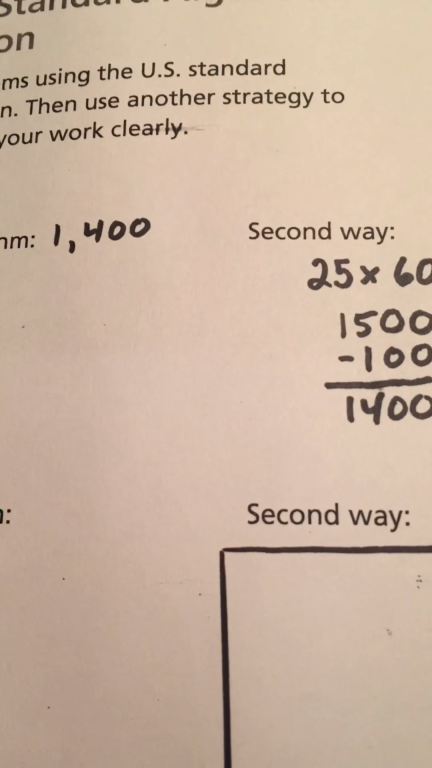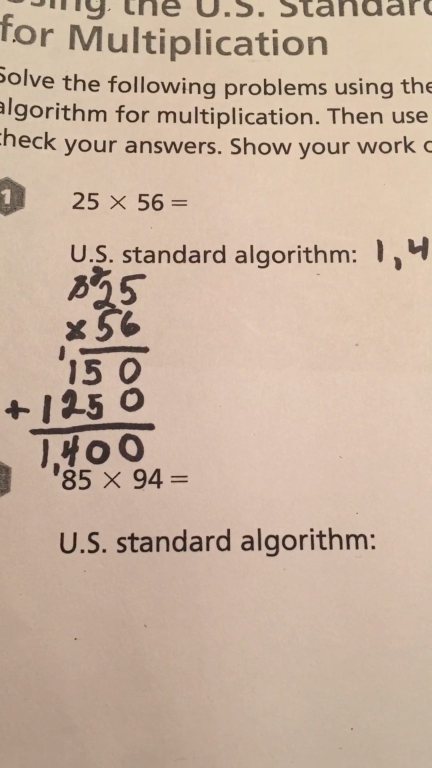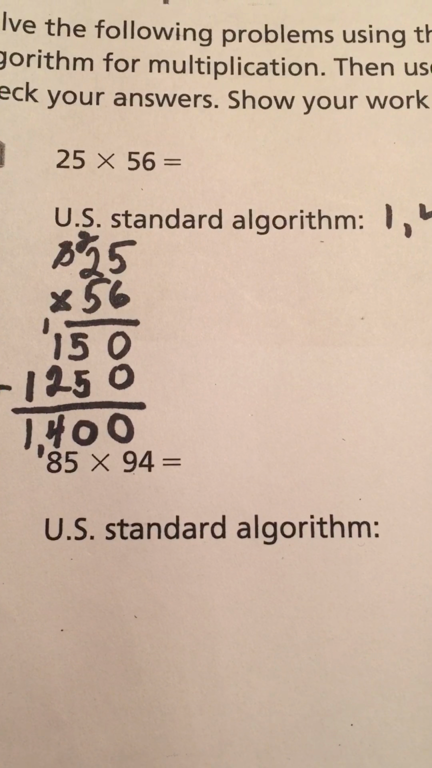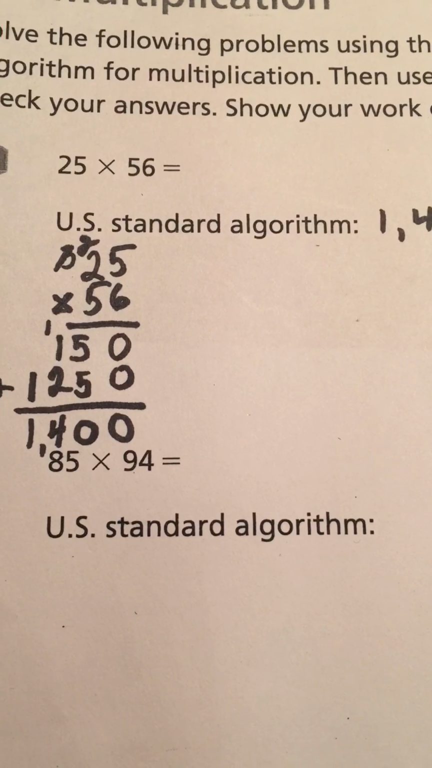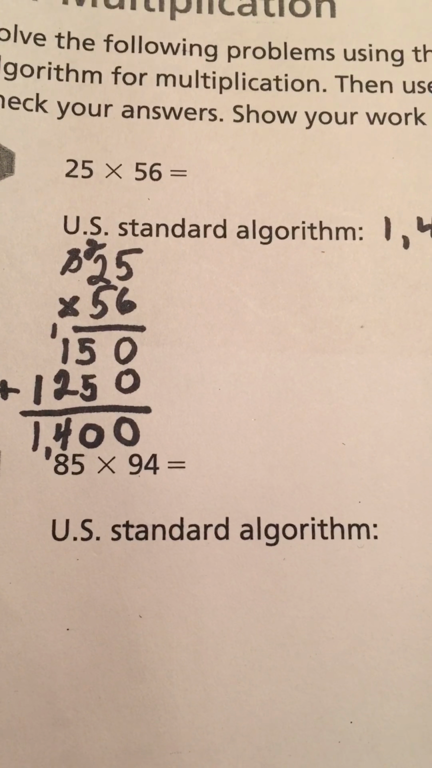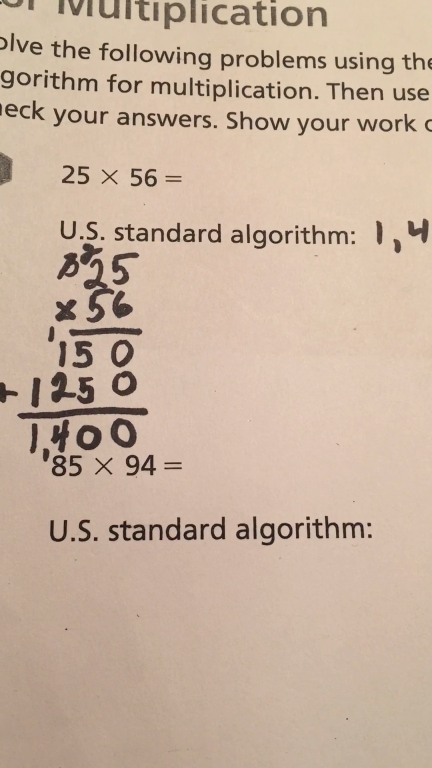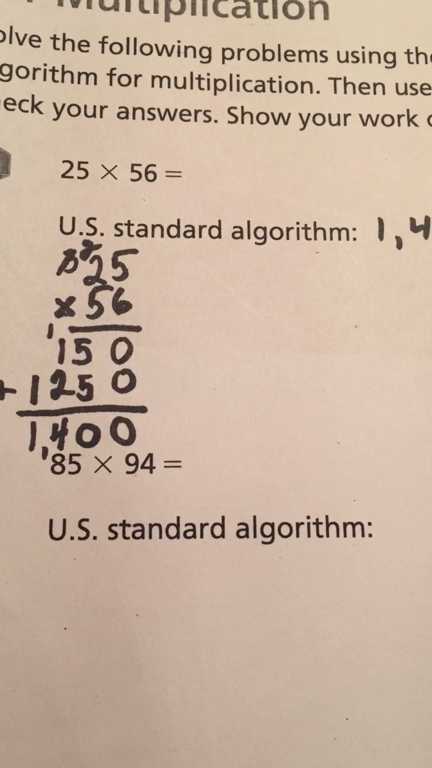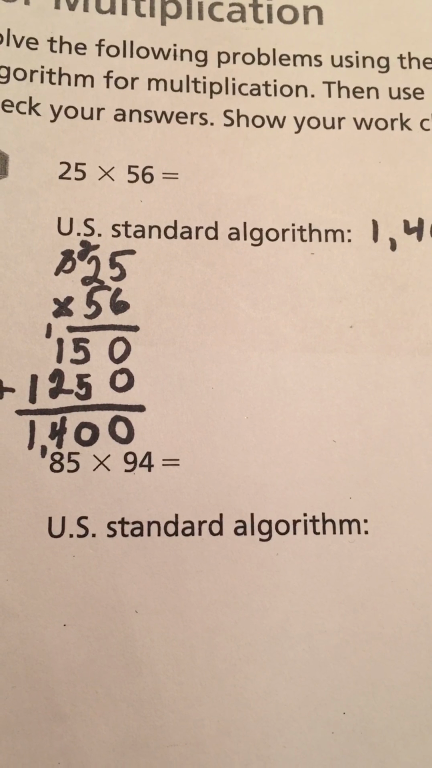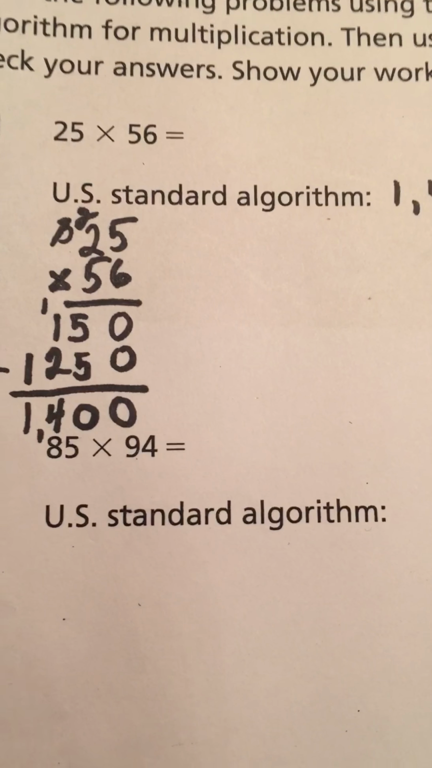Now you have to solve the next problem, 85 times 94, using the standard algorithm. So since I've already reviewed that for you, I'm going to ask you to go ahead and solve it on your own. Okay? You can hit the pause button now while you're solving the problem. And then what I'm going to do is walk you through another strategy or another way to solve that problem. Okay, so hit the pause button now and work on number 2 by yourself.